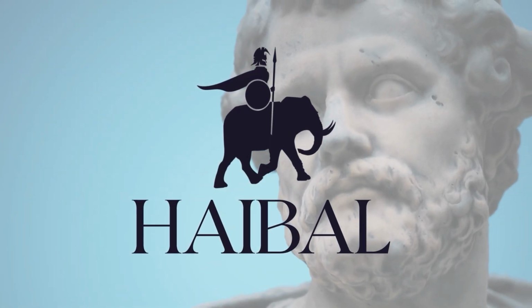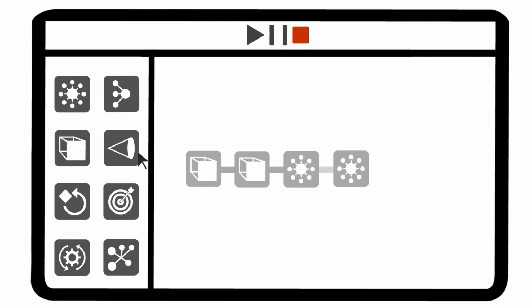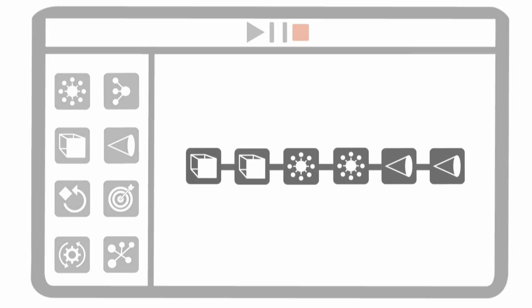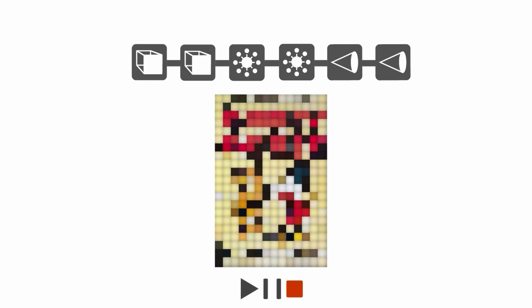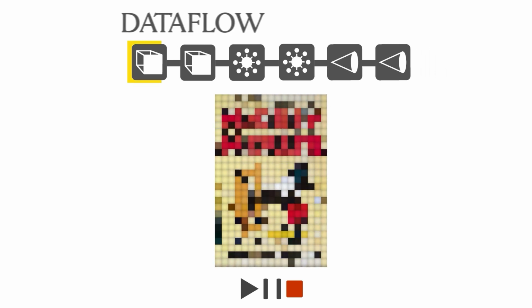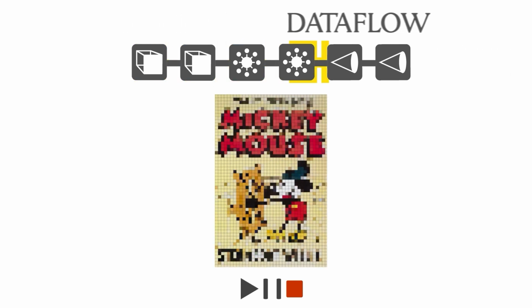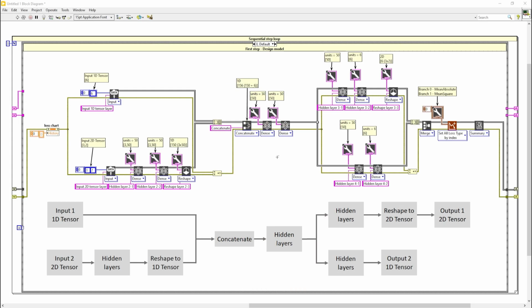Let's take an example to better understand with AIBAL, the LabVIEW Deep Learning Toolkit. By simply dragging and dropping layers on your desktop to design your graph, AIBAL allows you to design any deep learning model. Here you have now an autoencoder. The autoencoder can be used to reconstruct an image from a noisy image. Now we have designed it. All we have to do is to run it and observe how it works with the data flow.